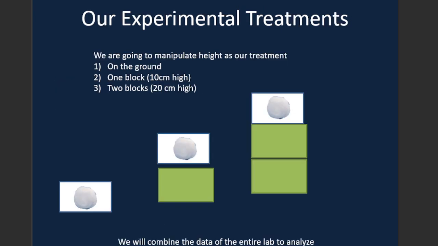Our experimental treatments will be height. So you're going to have your control, which is on the ground with a cotton ball on an index card. And you're going to have one that's on a foam block that's 10 centimeters high. Then you're going to have one on 2 foam blocks, because it's 20 centimeters high.